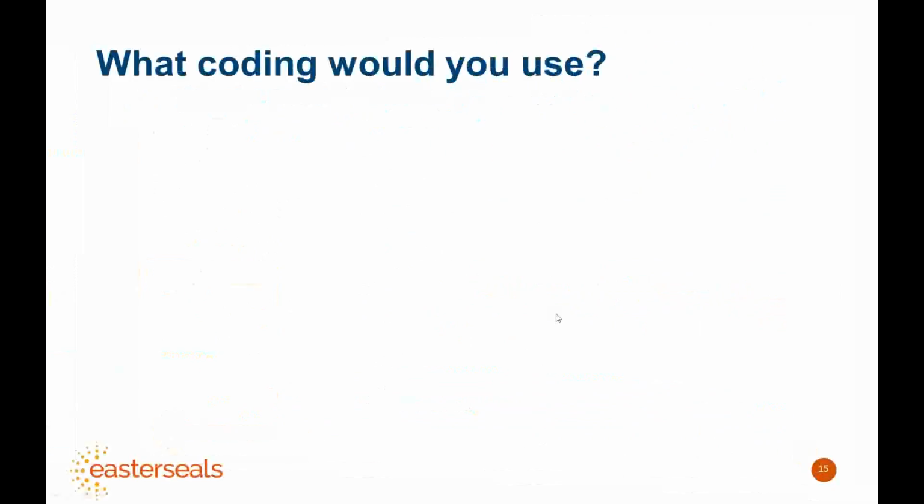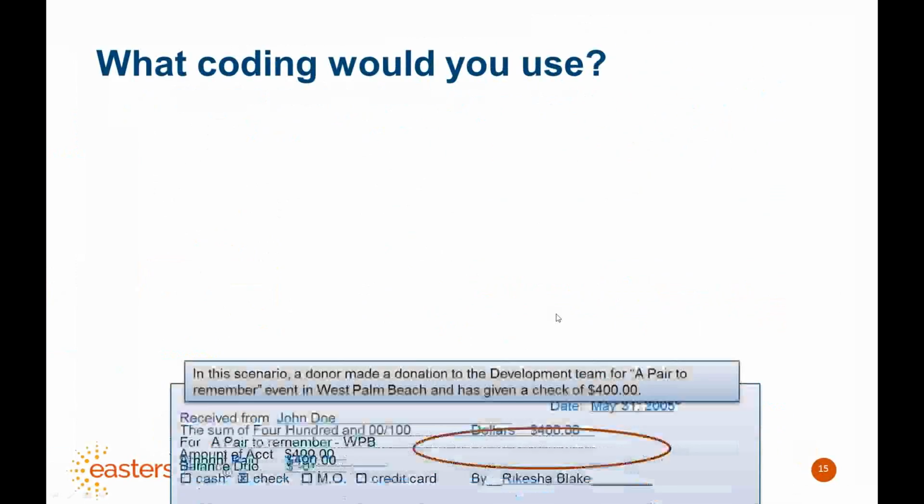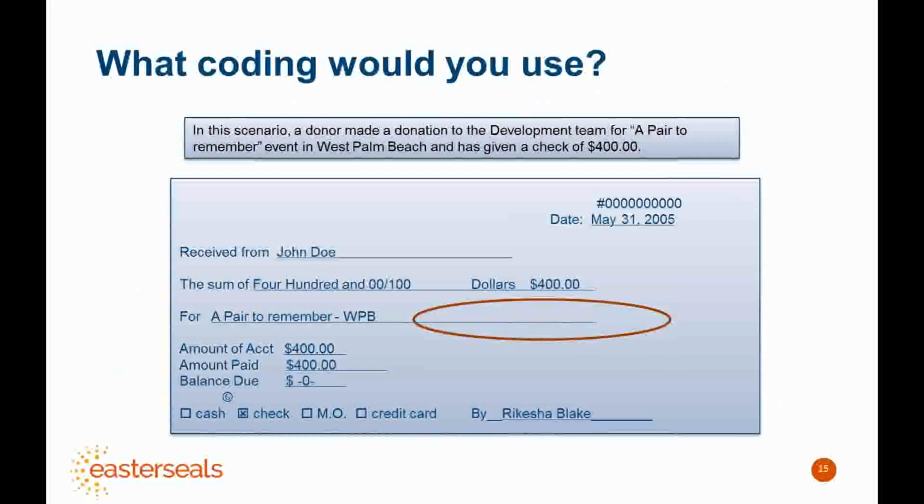Okay, one more practice. This is example 3. In this example, a donor made a donation to the development team for a Pair to Remember event in West Palm Beach, and they've given a check of $400. So on your for line, you have Pair to Remember West Palm Beach. What GL coding would you use? Go ahead and pause the video and look at your cheat sheets and see what coding you would use for this.